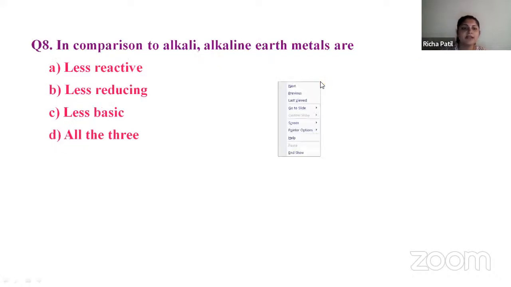In comparison to alkali metals, alkaline earth metals are less reactive, less reducing, less basic, all the three. What is the correct answer? It is all the three. Alkaline earth metals are less reactive, have less reducing property, and are less basic. So this is the reason.